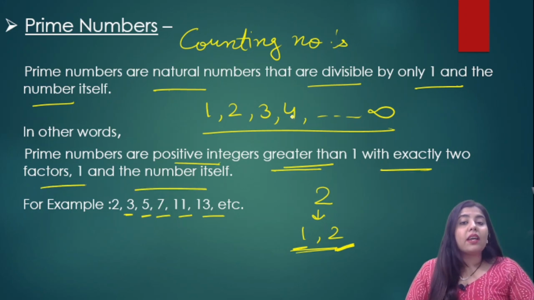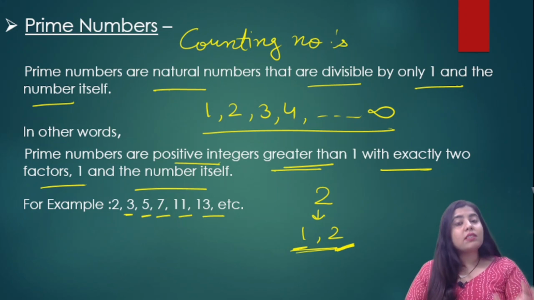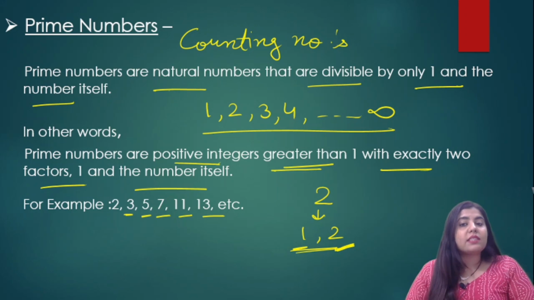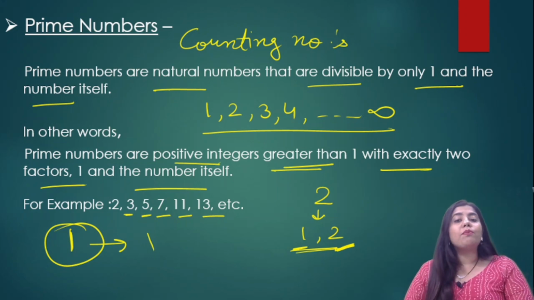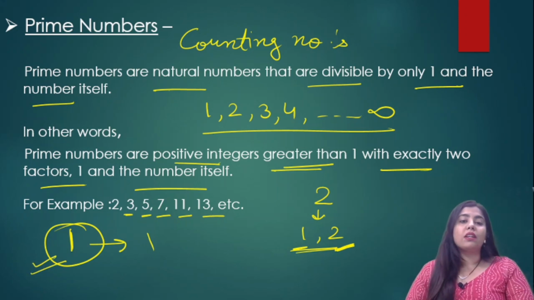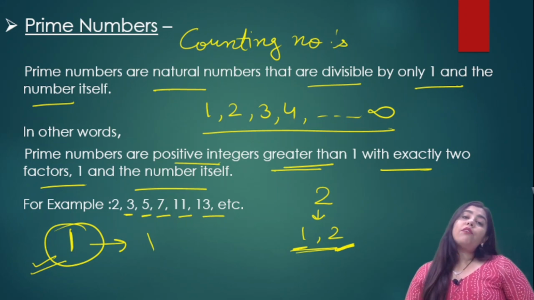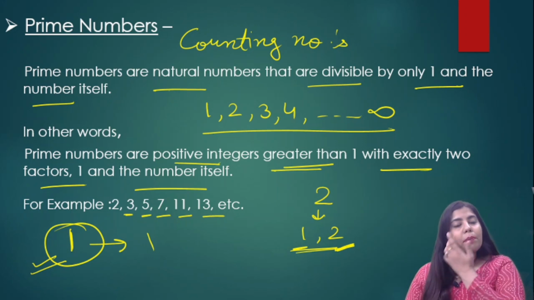See, there is one more thing. Positive integers start from 1, but here the prime numbers are those positive integers which are greater than 1, because if we talk about the number 1, then it has only one factor, that is 1, right? It does not have the two factors. But prime numbers must have two factors, 1 and the number itself. But in case of 1, we only have one factor. So 1 is not a prime number. Clear?